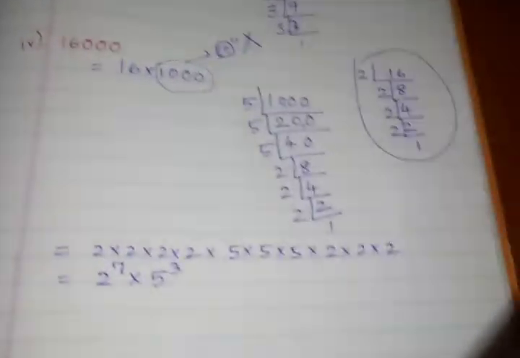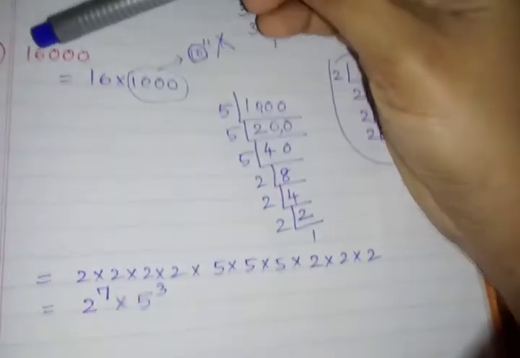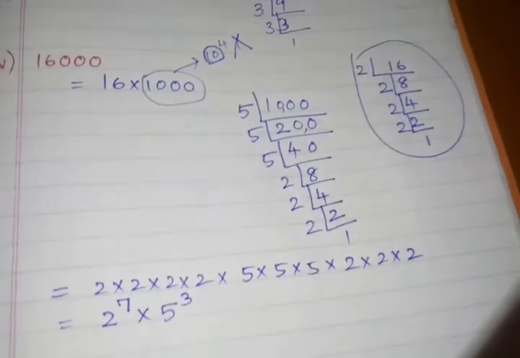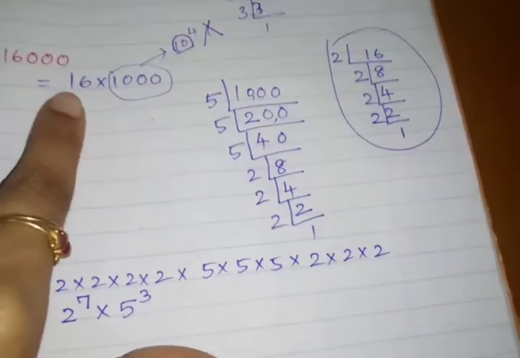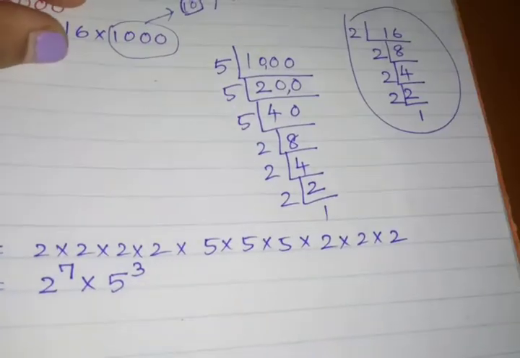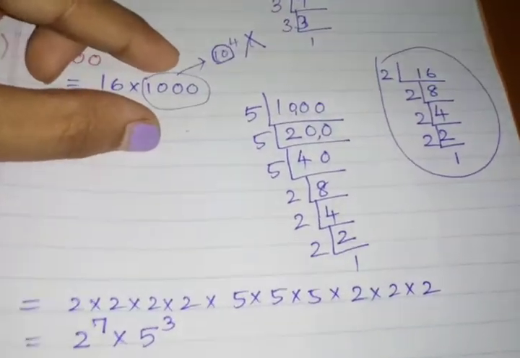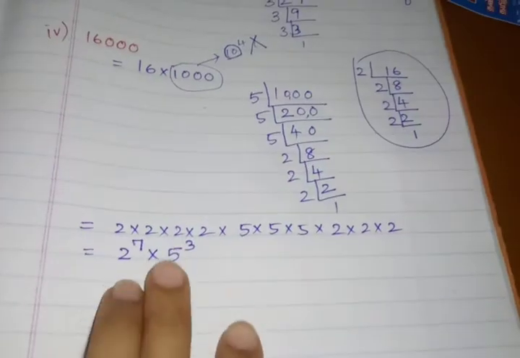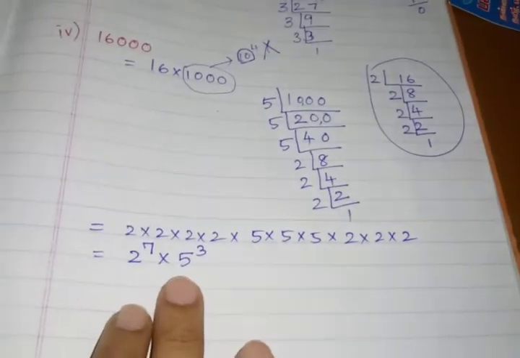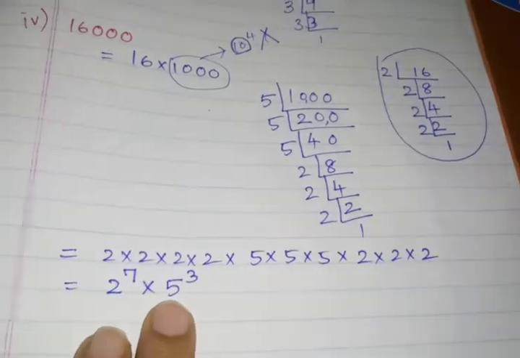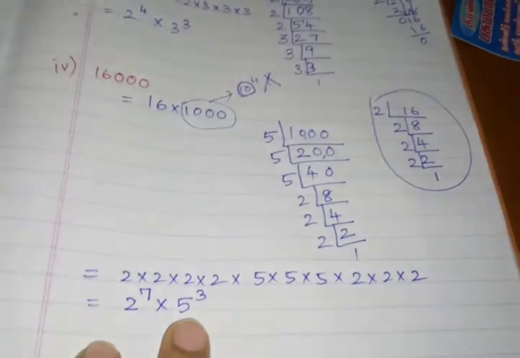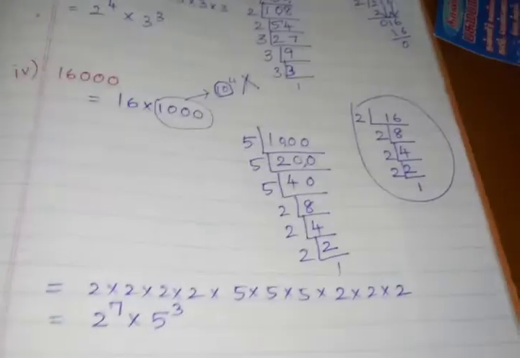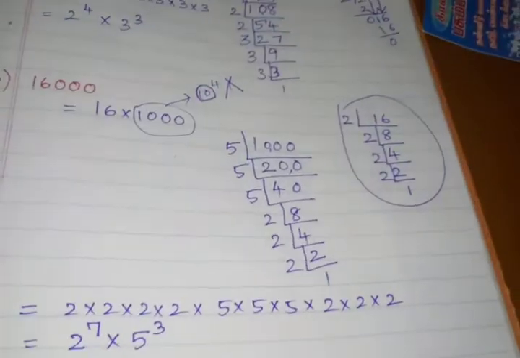First, what I did is I just split this, because if we do it as a whole, it will be very confusing. So I separated this into 2 parts, and I did this prime factorization separately and this prime factorization separately. Then I combined all the factors. In this, I wrote 2 separately and 5 separately. So 2 power 7 into 5 cube is the exponential form, that is the product of powers of prime factors for 16,000.